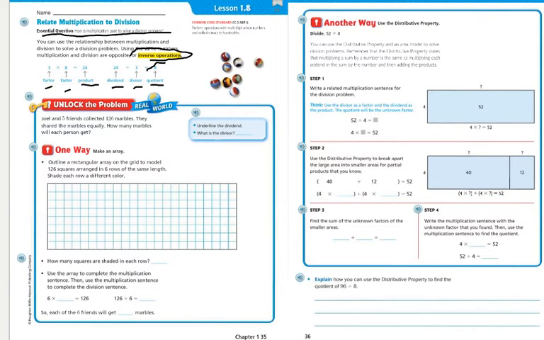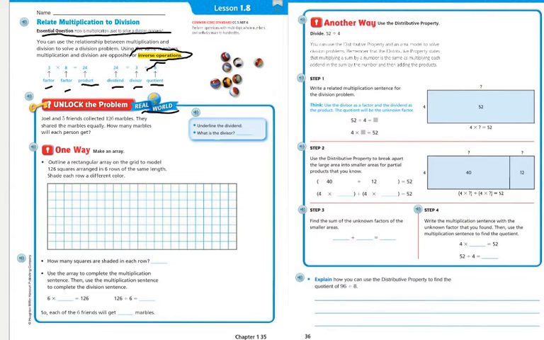Unlocking the problem. Real world. Joel and 5 friends collect 126 marbles. They share the marbles equally. How many marbles does each friend get? Well, one way is I can make an array. So I'm going to outline a rectangle array in the grid model of 126 squares.